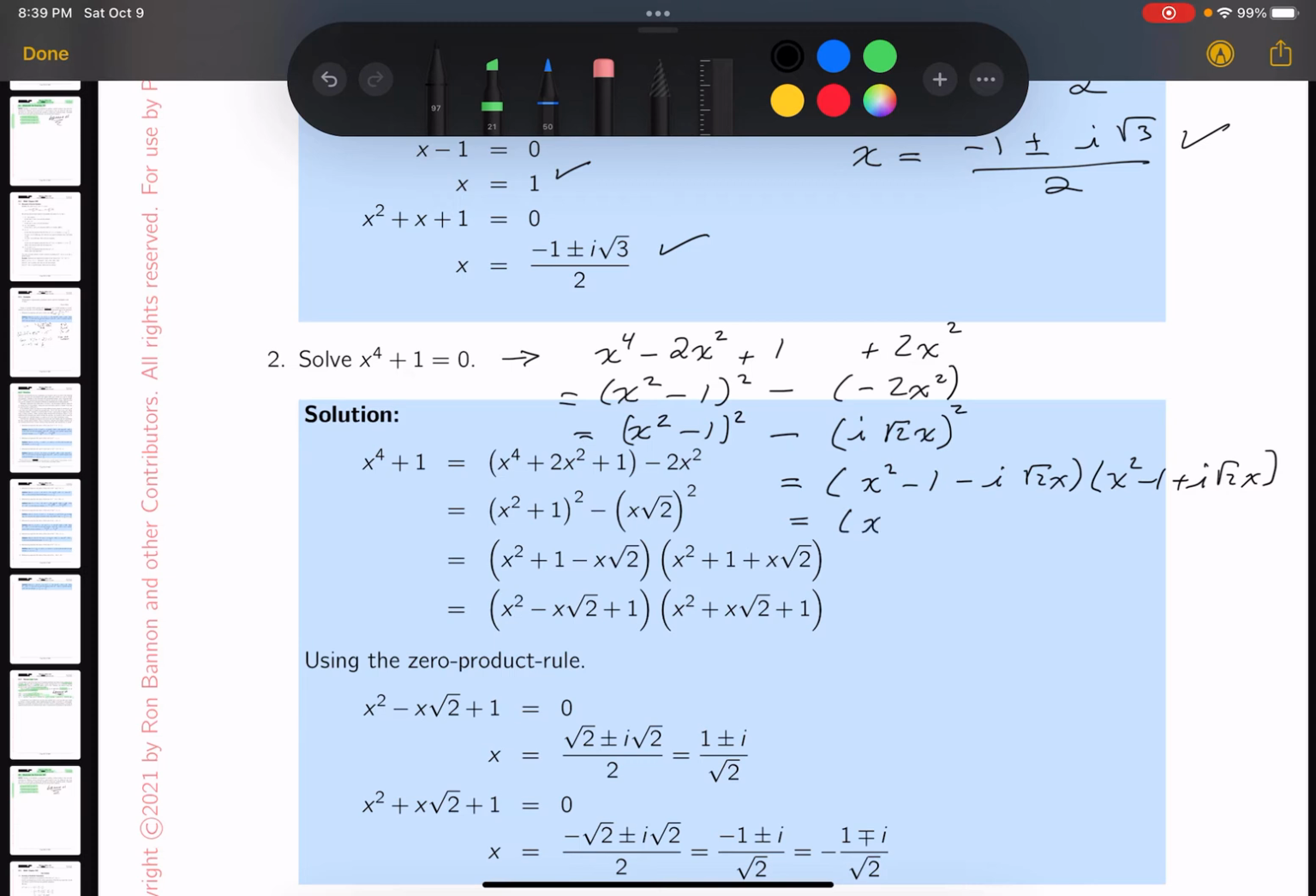And what do you get there? You get x squared. And I'll write this a little differently this time. I'm going to write it as, let's see what we can write it as. I'll write it as what?